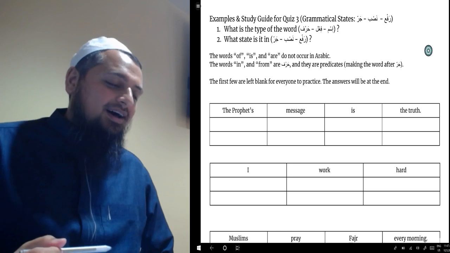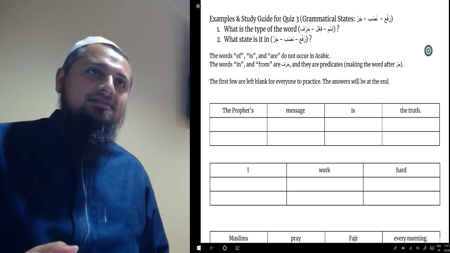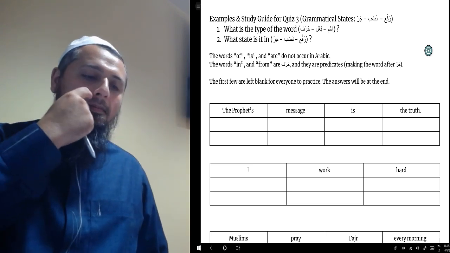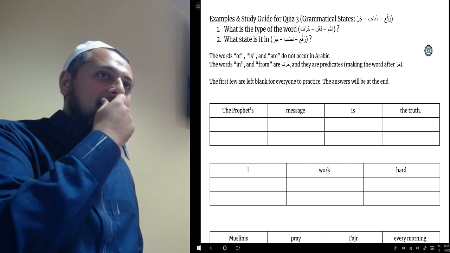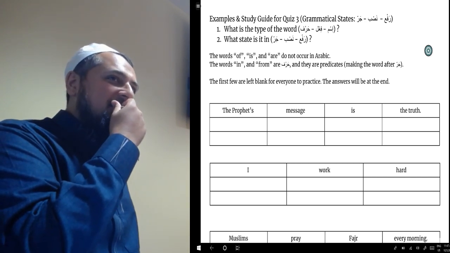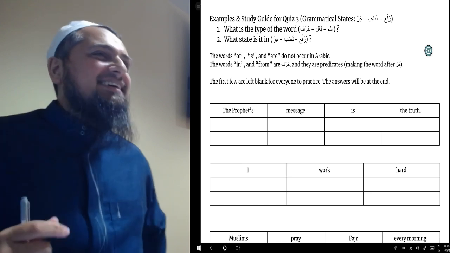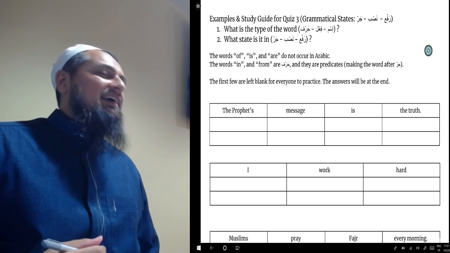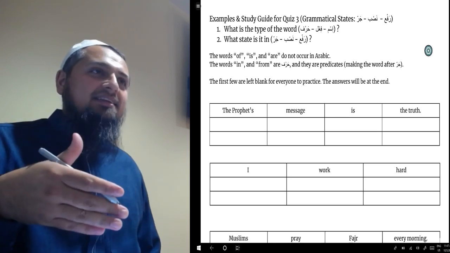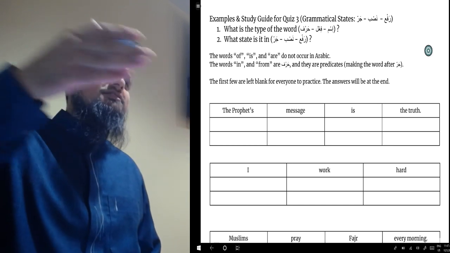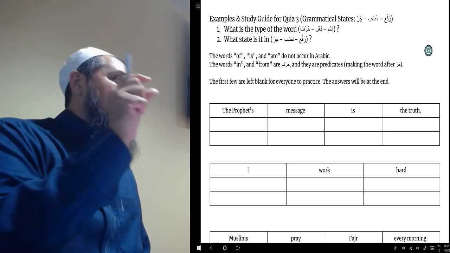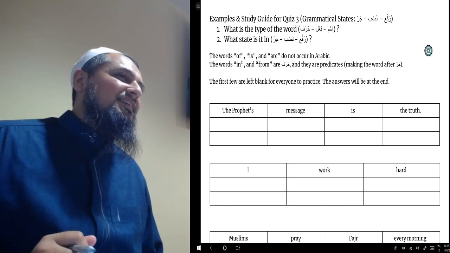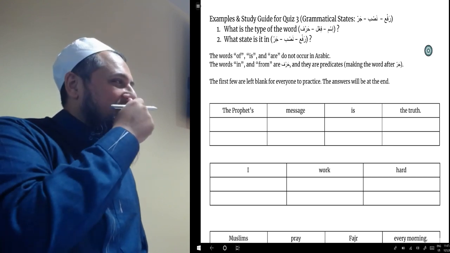Alright, then he says the words of, is, and are do not occur in Arabic. You don't have a word for of, is, and are. It's just understood. But did you notice that the whole definition of jar is after of? All of a sudden I was like, what? What in the world does that mean? It's just a terminology. Like if you say the student's pen, you can translate it as the pen of the student. So whatever word comes after of is going to be in the state of jar. Or in this case, majroor.